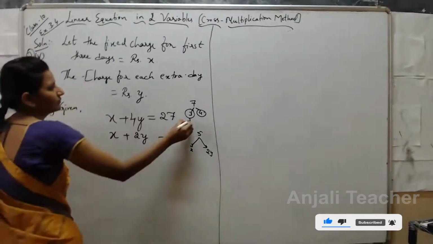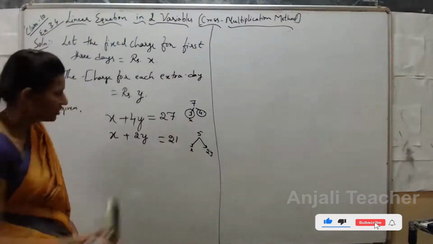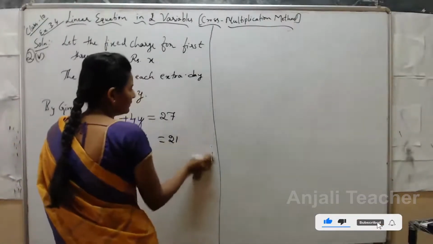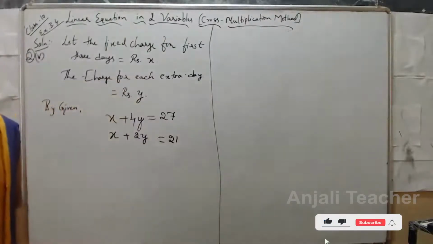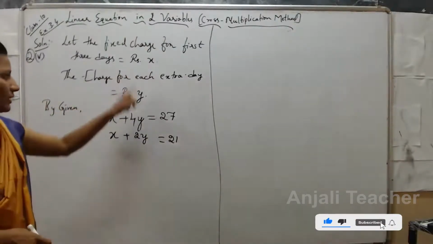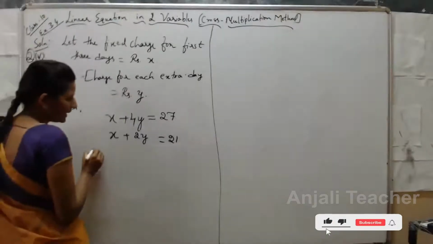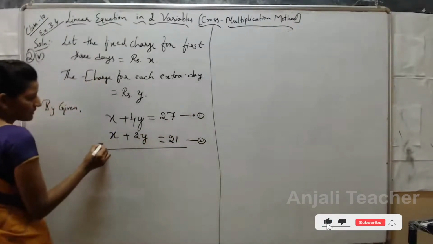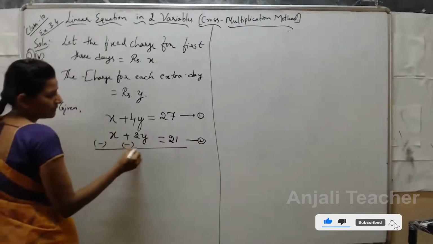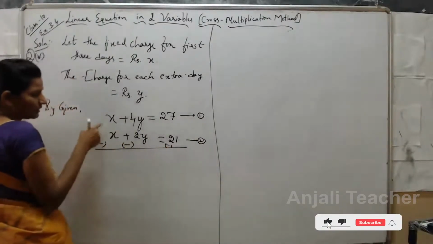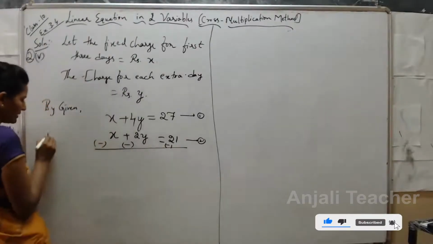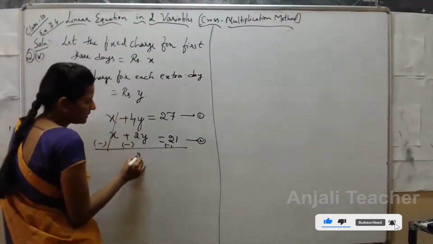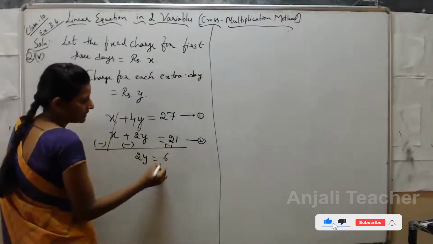Okay. Now, next, solve these two by which method? Elimination method. You will get the X and Y values. What we have to find? The fixed charge and charge per day, which means we have to calculate X and Y. Take this equation as 1 and this equation as 2. Directly we can subtract because X and X have the same coefficient 1. So 1 minus 2. These two get cancelled. 4Y minus 2Y is 2Y, and 27 minus 21 is 6.